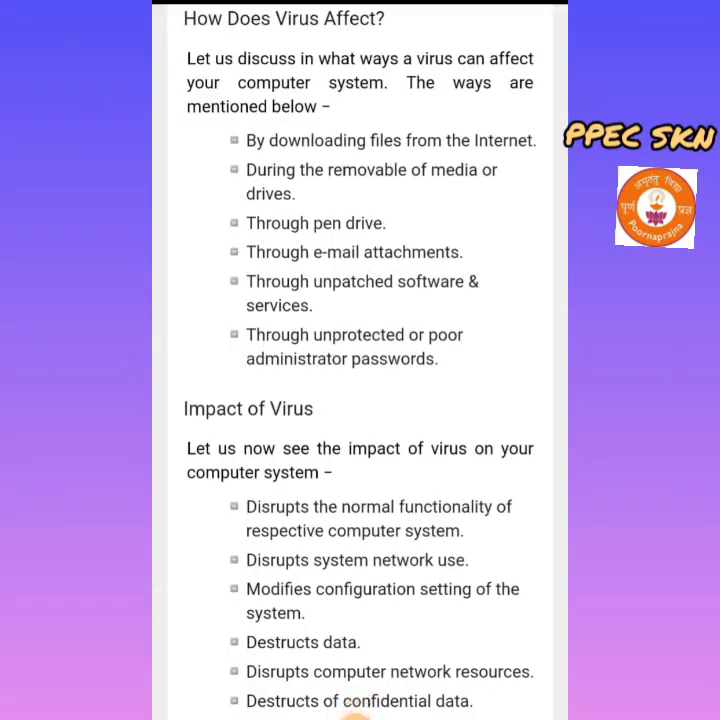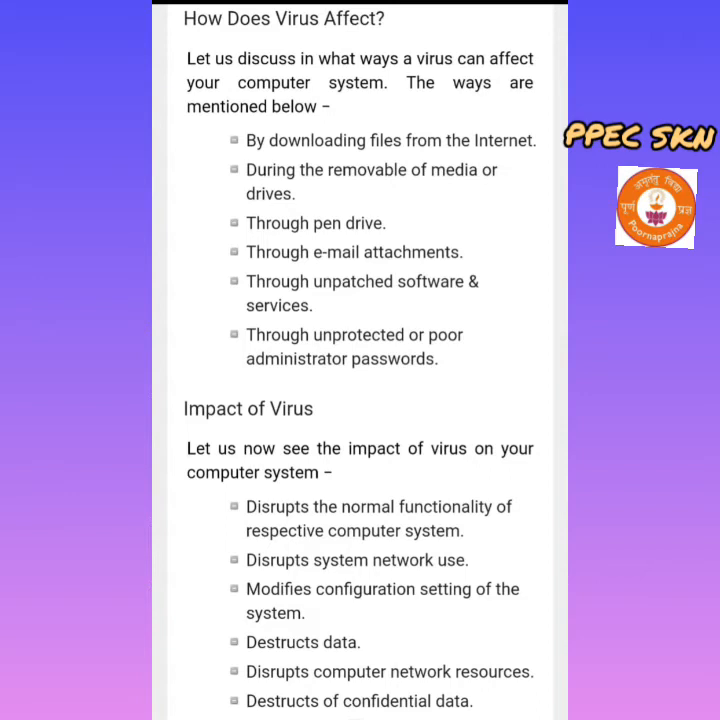Next we are going to discuss how a virus affects a system. Let us discuss in what ways a virus can affect your computer system. The different ways are downloading files from the internet, using removable media or drives such as a pen drive, email attachments, unpatched software and services, and unprotected or poor administrator passwords. These are all the different ways a virus can affect your system. So whenever you use these methods, you should be very careful.